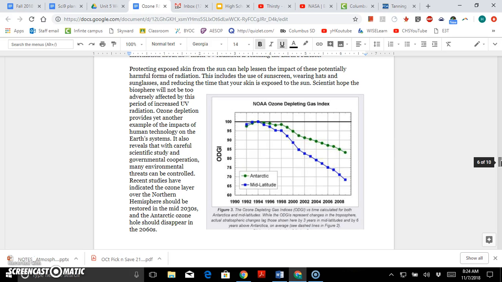Ozone depletion provides yet another example of the impacts human technology has on Earth's systems. It also reveals that with careful scientific study and governmental cooperation, many environmental threats can be controlled. Recent studies have indicated the ozone layer over the northern hemisphere should be restored in the mid-2030s, and the Antarctic ozone hole should disappear in the 2060s.